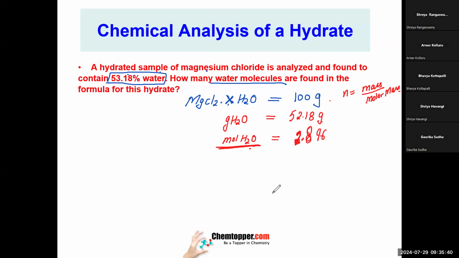Okay. Can you tell me what is the grams of MgCl2 in this sample? Grams of MgCl2 in the sample. All of you, please do the calculation. How to get the grams of MgCl2 in the sample? You already know the grams of water. Yeah, subtract these two. Subtract. And it is 46.82 grams. Can you get the moles of MgCl2? Moles.